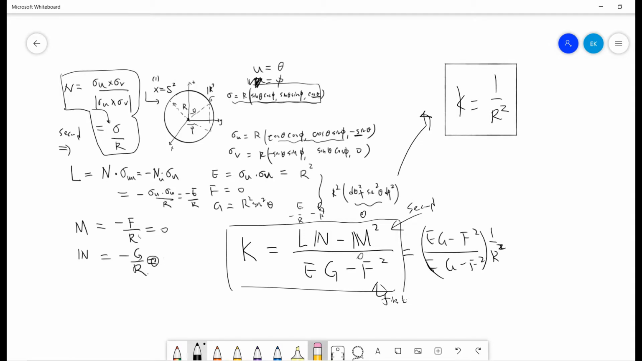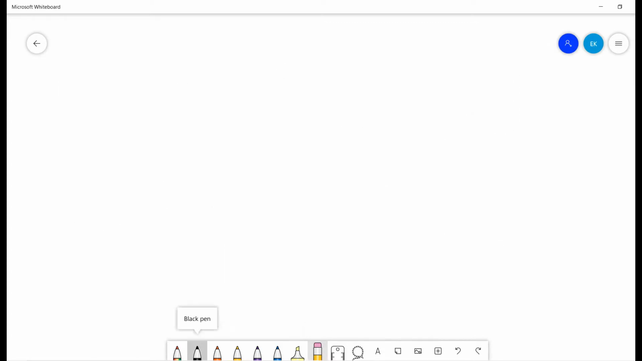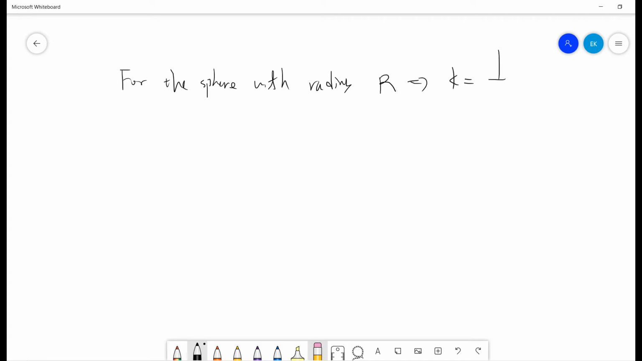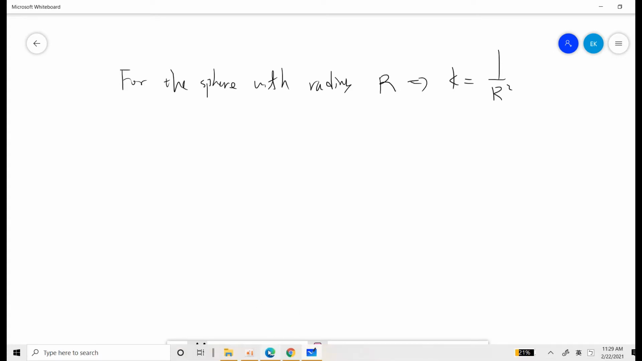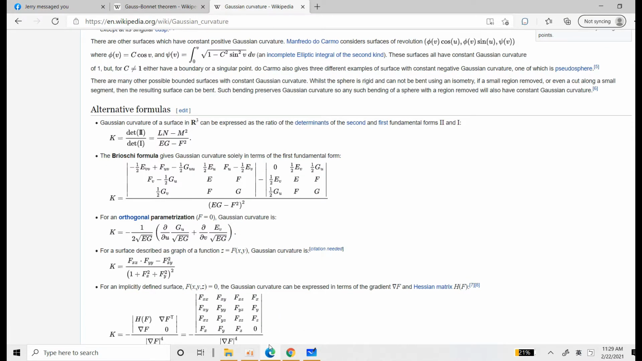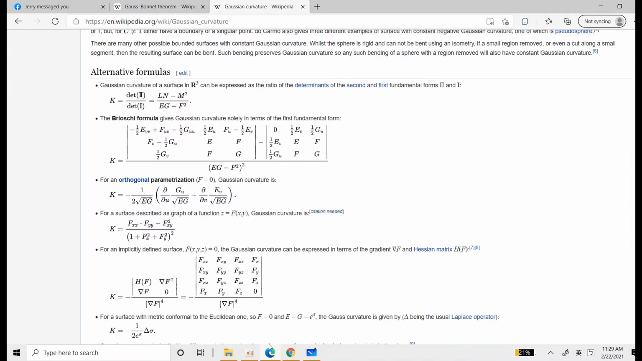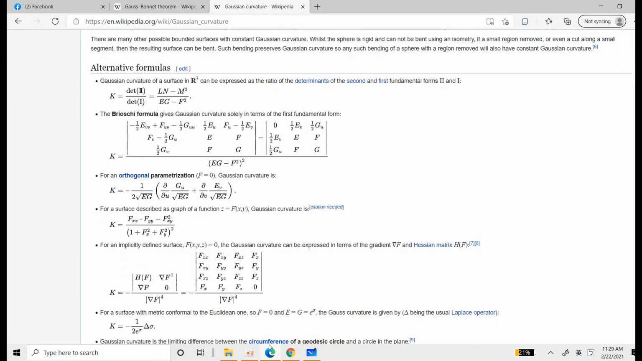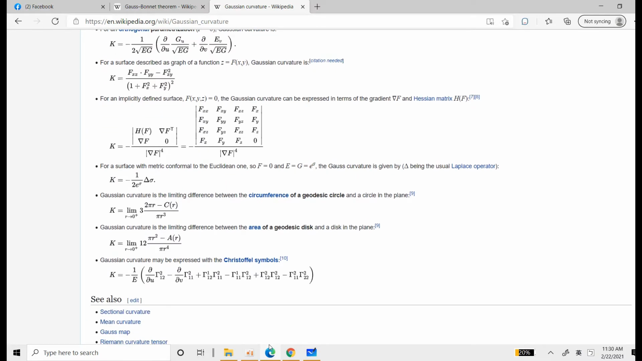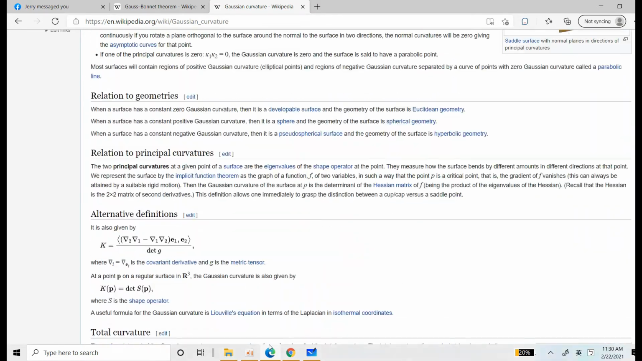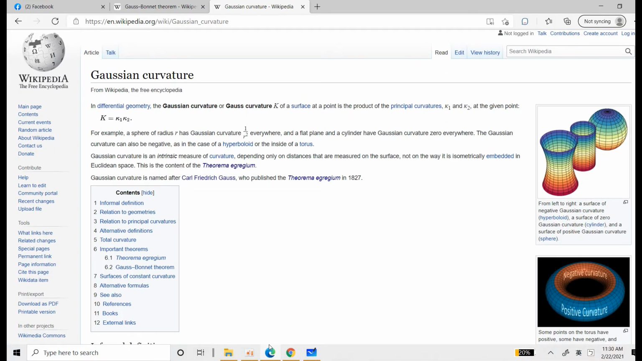So to summarize, for the sphere with radius r, just using the definition we get K equals 1 over r squared. By the way, in general you need to use the Brioschi formula to get the Gaussian curvature. This is very complicated, so usually we will not use it, but for a sphere it's very easy to get this result.